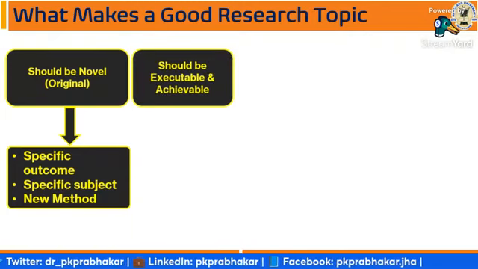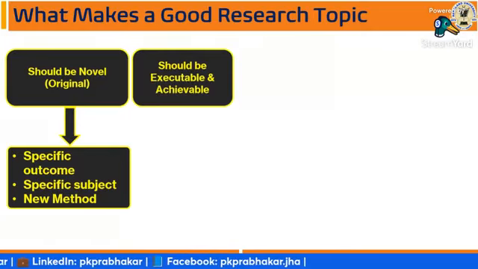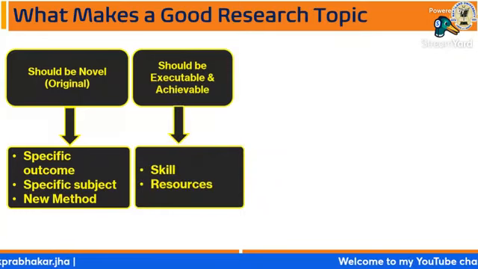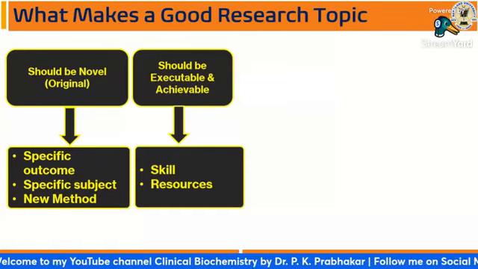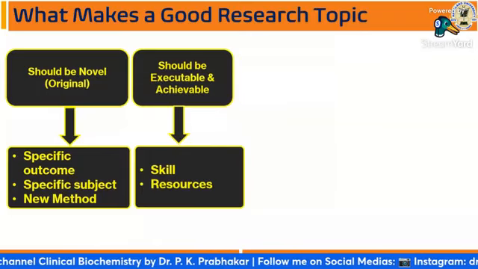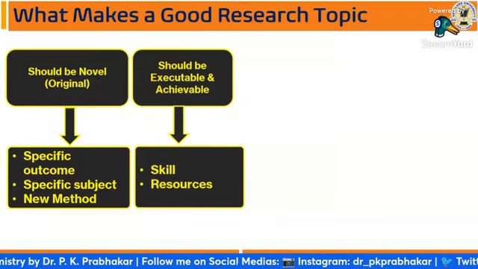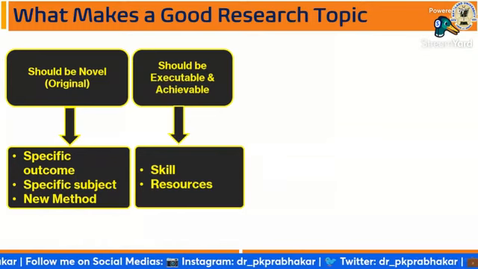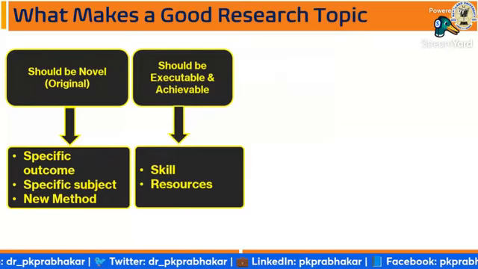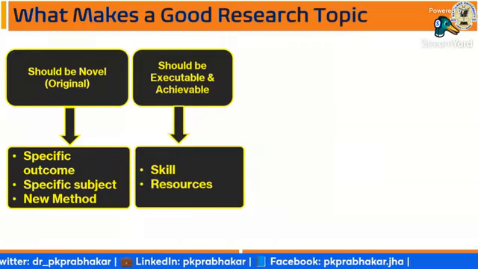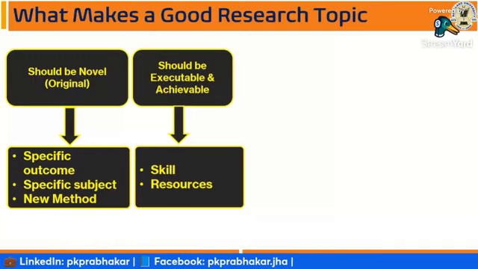Then research topics should be executable and achievable. Executable means it can be conducted. It can be done, or it can be achieved. That depends on two main limiting factors. One is skill, and the second is resources. Skill means it will be your skill, your colleague's skill, or your supervisor's skill. Otherwise, nowadays, we also use other institutional skills. So we take help from some other organizations, some other institutions. And the second is resources, infrastructure available in your organization or your institution or your surrounding institutions.